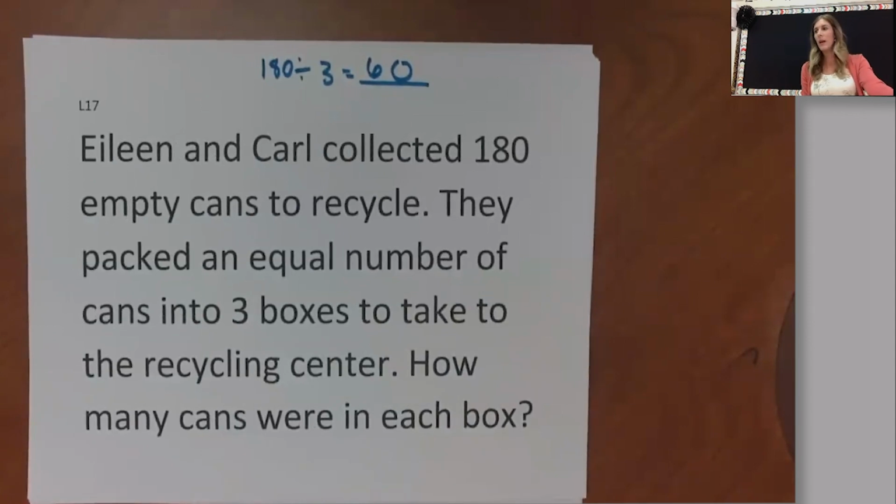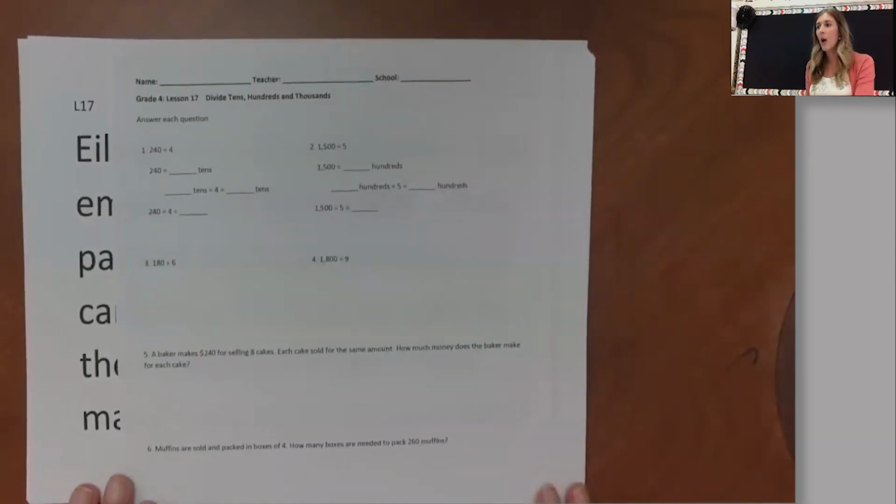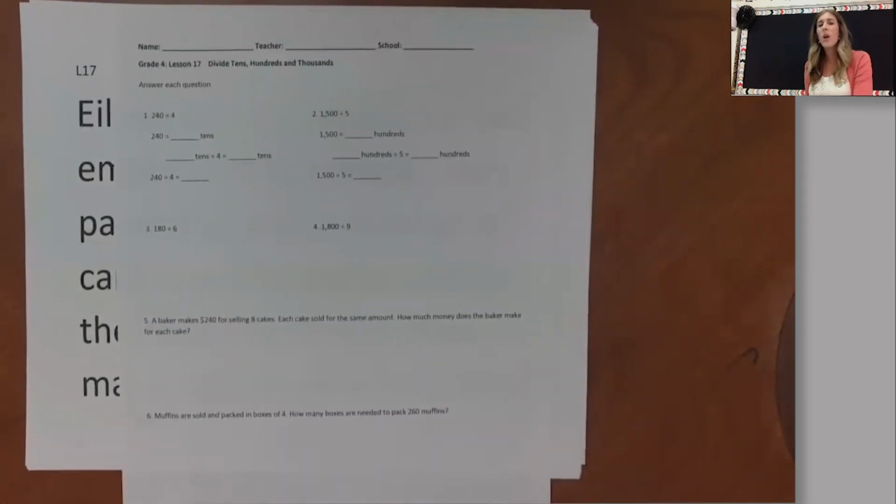Great work, everyone. Today we practiced division with tens, hundreds, and thousands. I hope you're seeing that place value can help you with division of larger numbers. You sure did a great job.